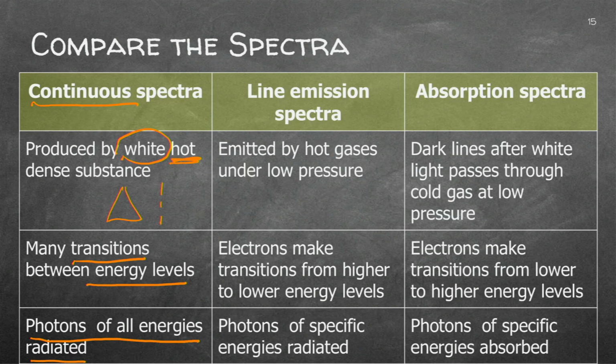Right, let's have a look at the line emission. It already tells you which one it is. It's a line. It's emitted by hot gases under low pressure. The electrons make a transition from the higher to the lower energy level, and the photons of specific energies are then radiated. Remember, it's going from there to there, and it's emitting light.